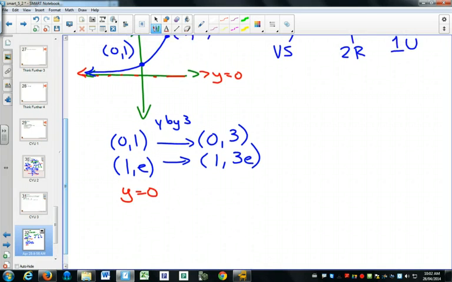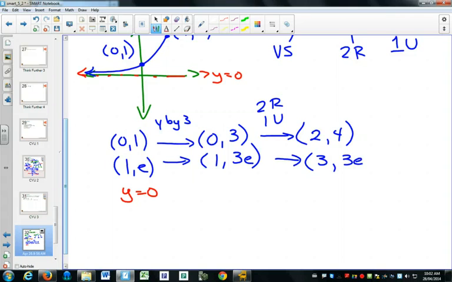Then we do all of our translations. We do have 2. We're going to go 2 to the right and 1 up. 2, 4, and 3, and you'll write it as 3e plus 1. Again, the asymptote's only going to change if you move it up and down, and we do have a translation 1 up, so your asymptote's going to become y equals 1.